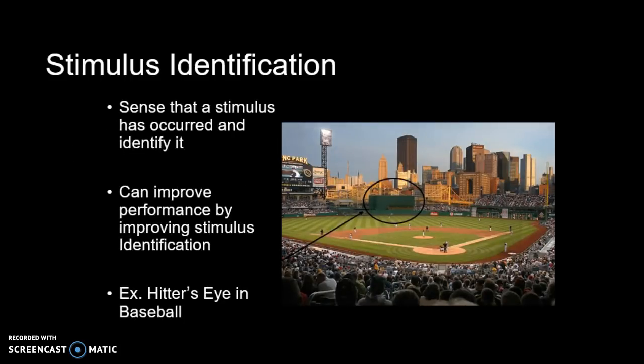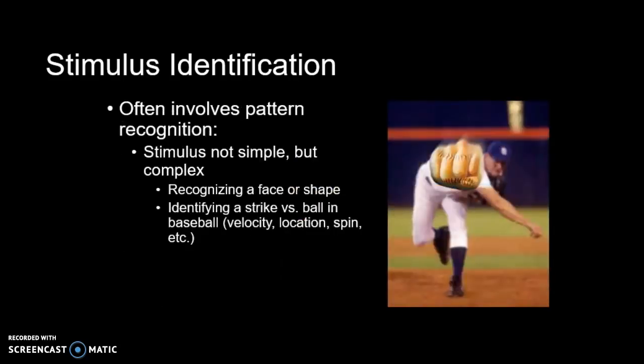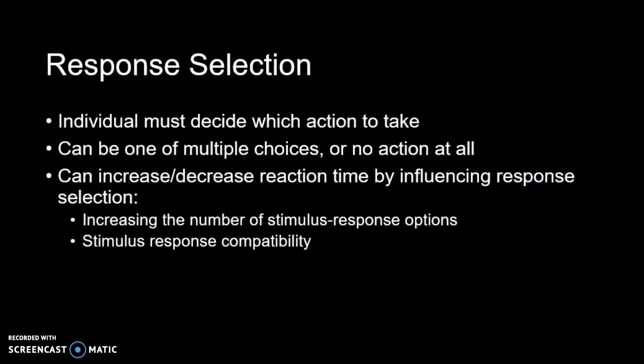And we'll see this example with the batter's eye to enhance stimulus identification. The batter's eye is this big green sheet out in the back of center field, which allows the batter to identify or see the baseball a lot clearer. And it's a very complex task of identifying a stimulus, so like recognizing a face or shape, identifying a strike versus a ball in baseball, just giving you the idea that it's stimulus ID. We kind of take it a little bit for granted. It's like, oh, we know what that is, but there's a lot of complexity that goes into all of that in previous experiences.